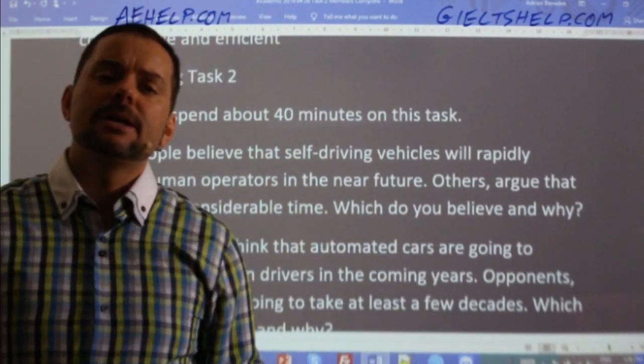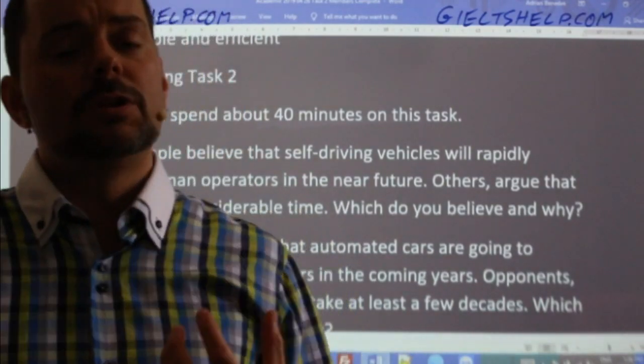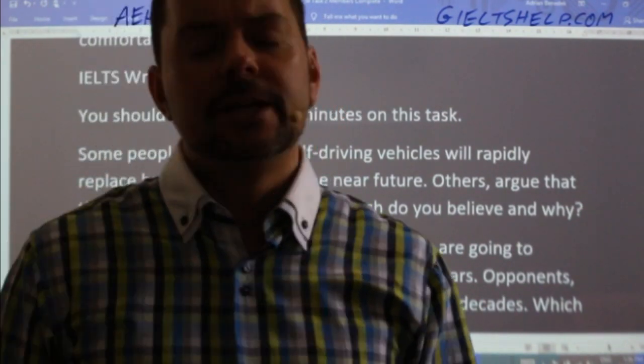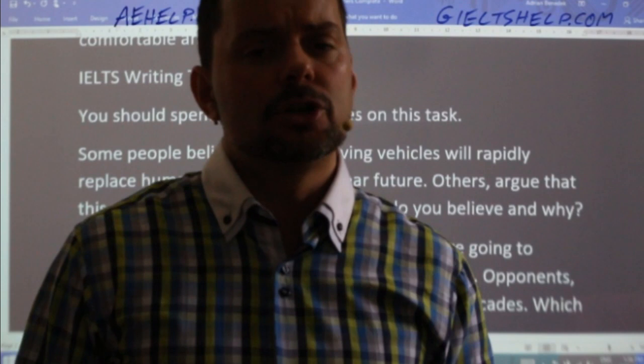So topic, self-driving vehicles, controlling idea. Will the change happen quickly or slowly? Which do you agree with? Why? Be very careful with the controlling idea.